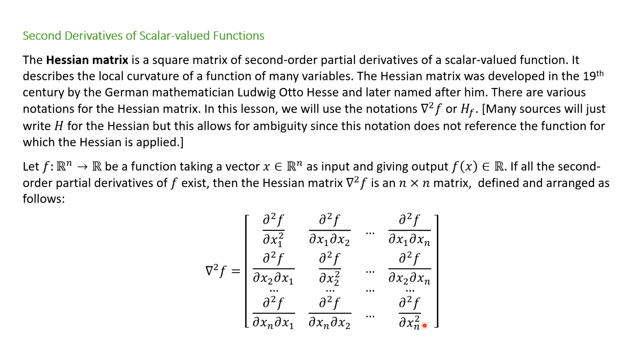Assuming all the partials exist, the first row has all the combinations of partial derivatives involving x1, and then the second row is all the partials involving x2, and so on until you get to the nth row, which has all the combinations of two partial derivatives involving xn. So let's look at an example in the next slide.